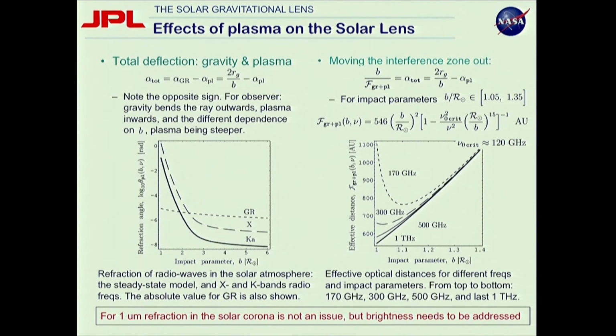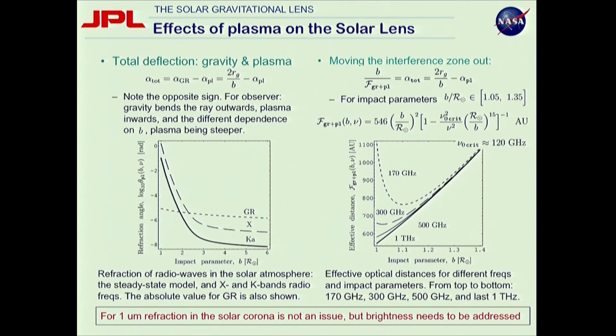So these two effects work against each other, because for an observer at the focus of the lens, the solar plasma will work as moving the objects closer to the sun, and gravity will work moving the apparent motion outside the sun. So the two effects have opposite signs.